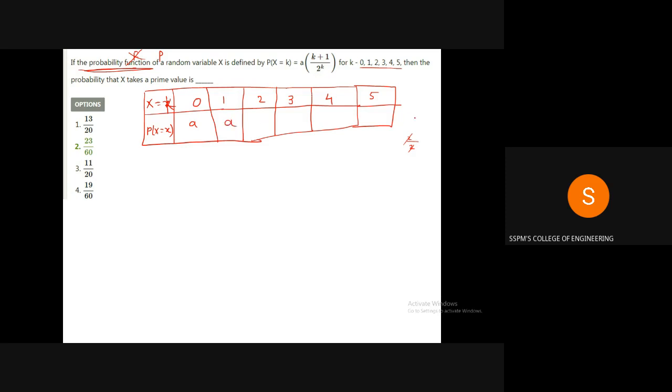Now if k is equal to 2, 2 plus 1, it is 3, 3 divided by 2 square, that is 4. 3 by 4 is there. Therefore we have here 3 by 4 a. Now for the value 3, 3 plus 1, it is 4, 4 divided by 2 raised to 3, that is 8. 4 by 8 means 1 by 2. So the next value is 1 by 2 a, or we can write it 4 by 8 a, no problem.